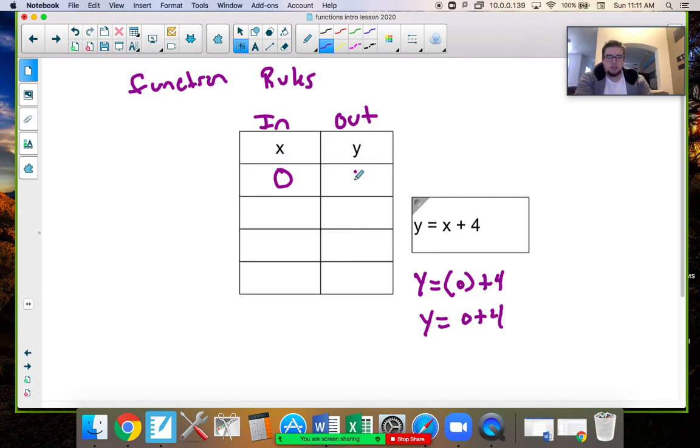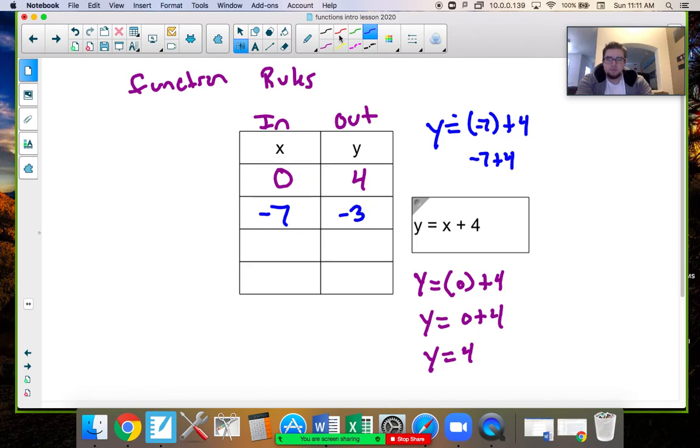0 plus 4 gives us 4. Maybe we plug in -7. We get -7 plus 4, so -7 plus 4 gives us -3. Maybe we plug in 100. This one's pretty simple, we're just going to add 4 to it. We get 104. If you want pi, it becomes pi plus 4. That is our function rule. We take our input, we follow the rule, and we get our output.